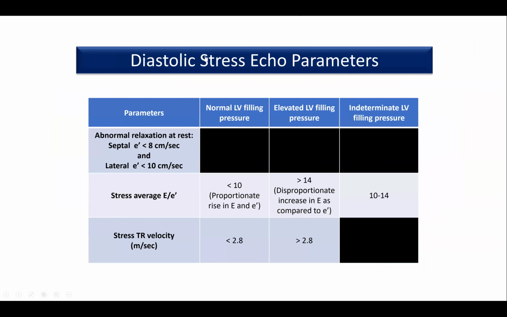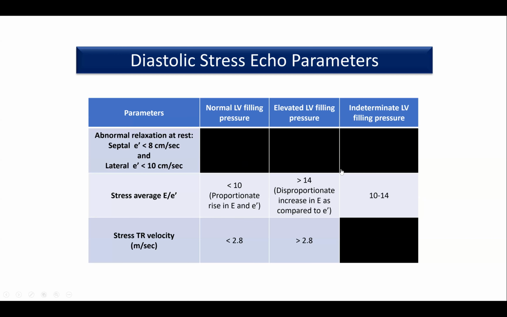So what are the parameters we look at in diastolic stress echo? We start at rest, you need to have a septal E prime less than 8 and lateral E prime less than 10, kind of abnormal relaxation. The E to E prime ratio, if it remains less than 10 with exercise, meaning E and E prime go up proportionately, that means that's a normal response.